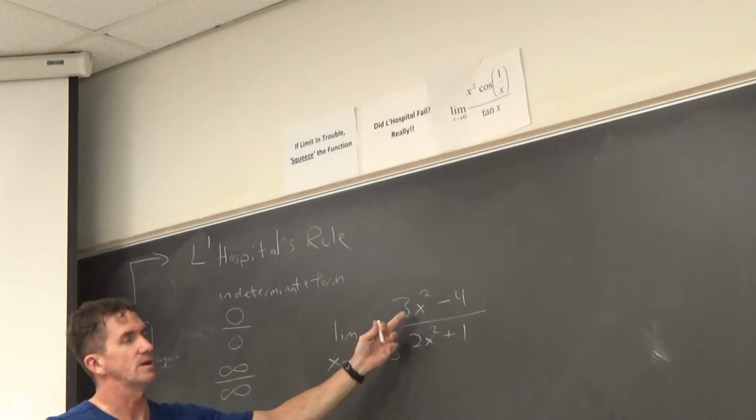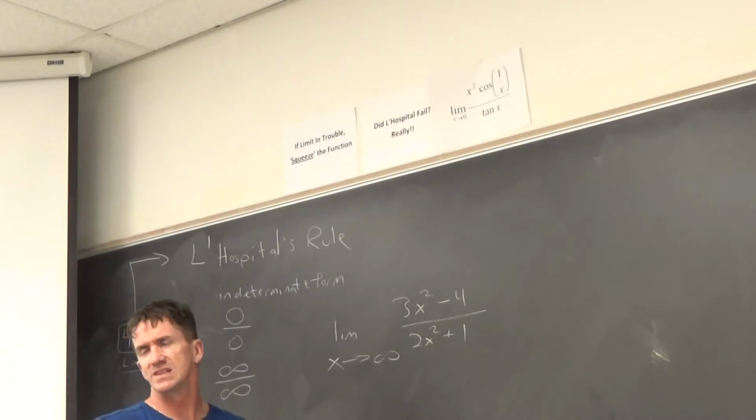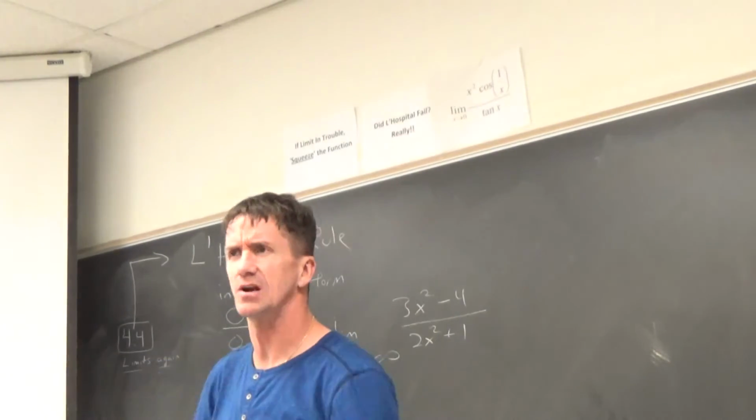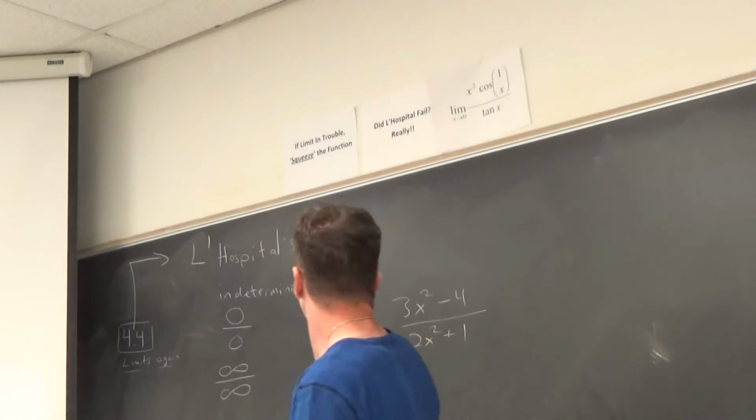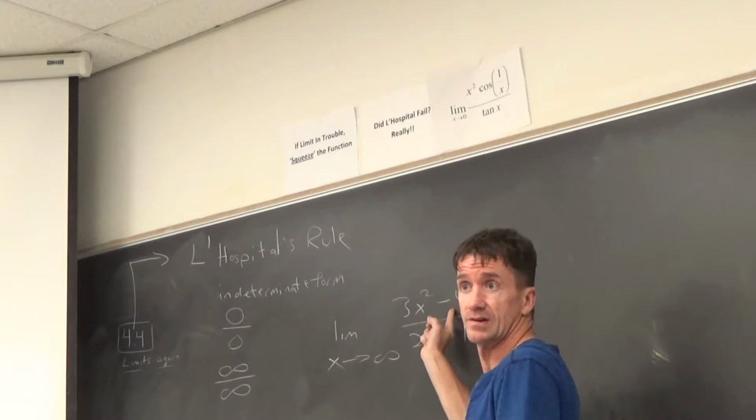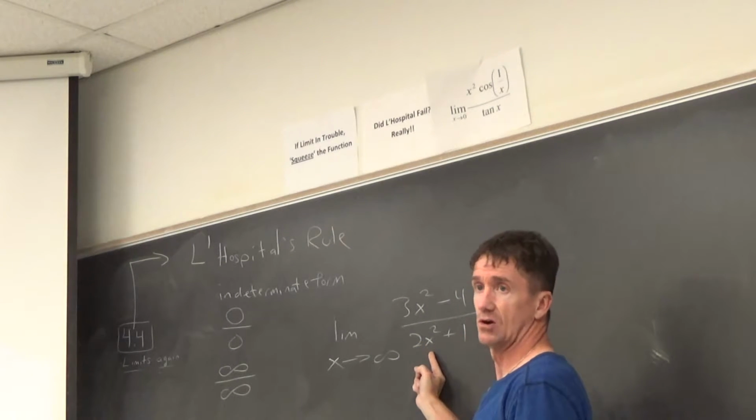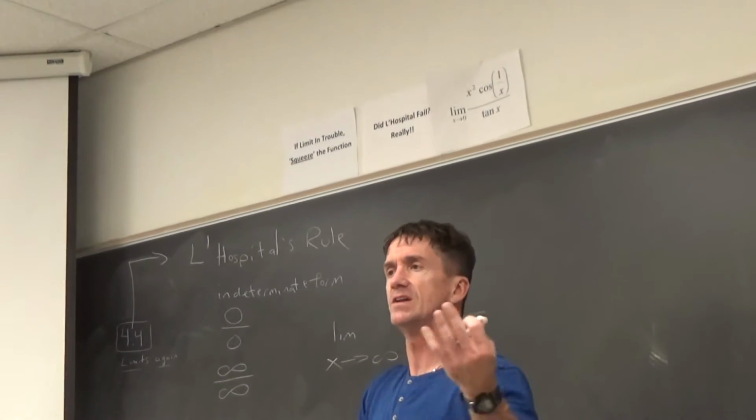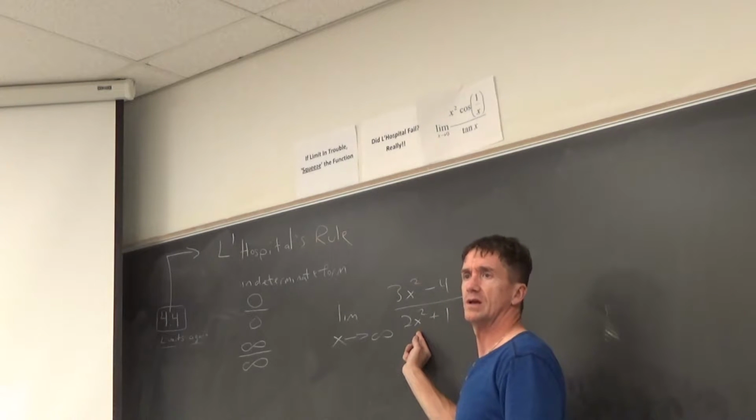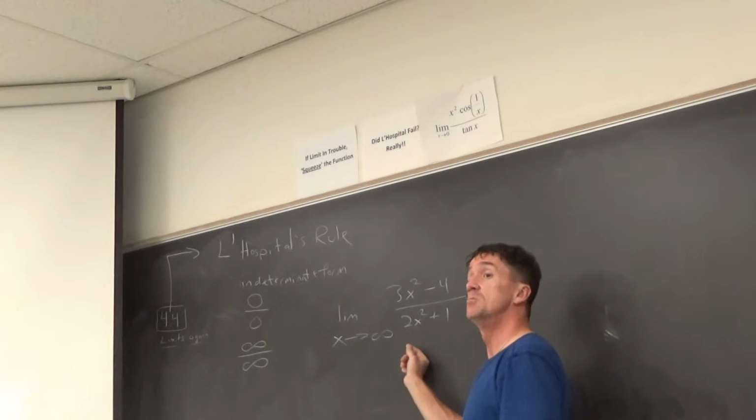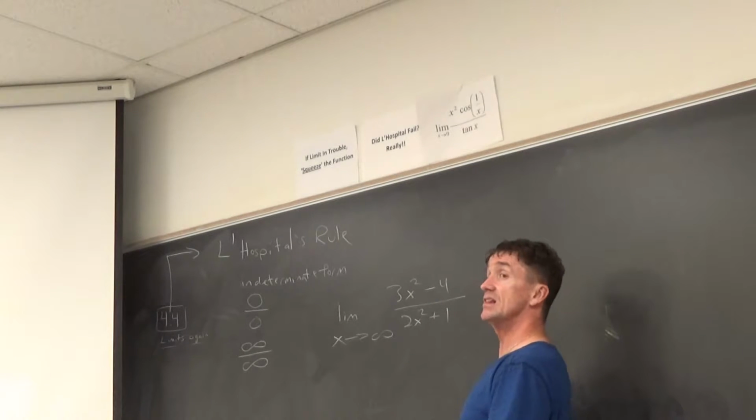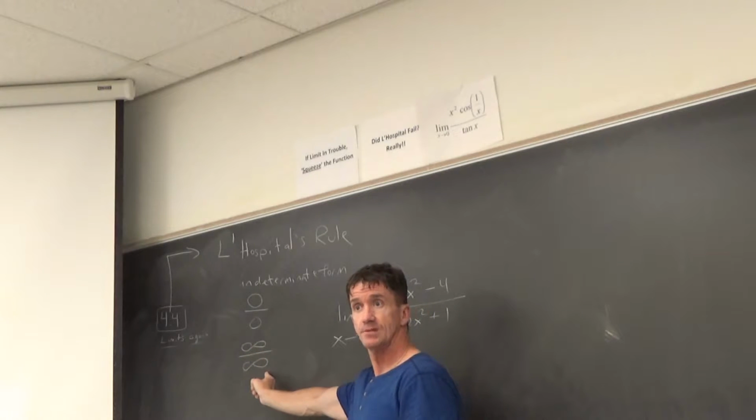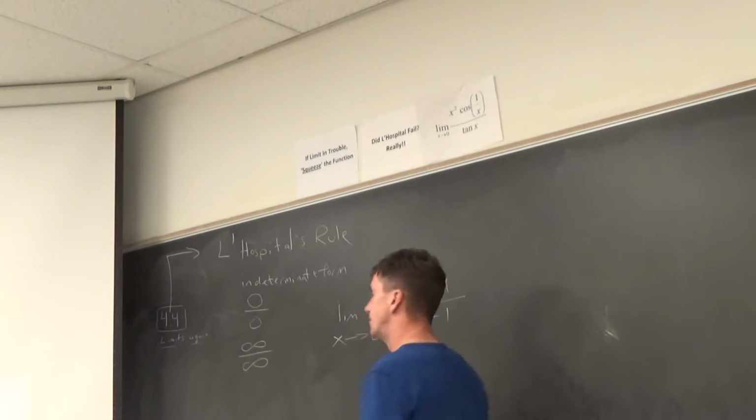What's 3 times an infinite value squared minus 4? Isn't that infinitely large? Think about that. 3 times an infinitely large number squared is infinitely large, minus 4, it's still infinitely large. And over 2 times an infinitely large value squared, plus 1. Infinity is not really a number, but it's just humongous, right? So I'm getting infinity over infinity. Indeterminate form.